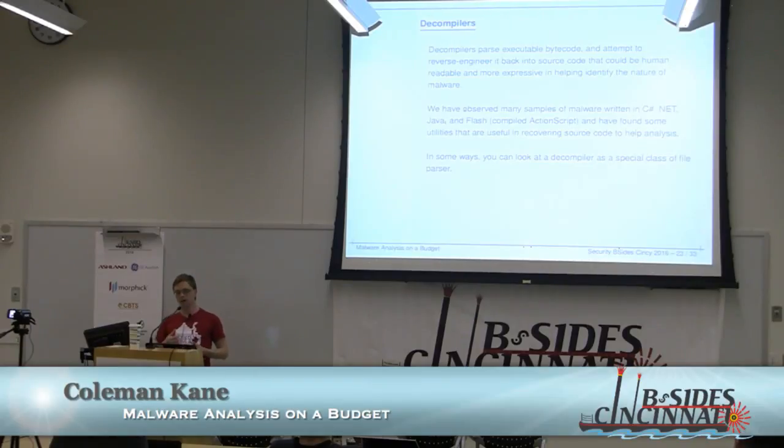So, in short, decompilers will parse executable bytecode, and they attempt to reverse engineer it back into source code. So what you want to see is, you're given a binary that's a C# executable. It will pull out all the classes, and then it will show you the classes plus the code that's in the functions or the methods in the classes, using the C# language or C#.NET language. Similarly, you can get Java decompilers that basically do roughly the same thing.